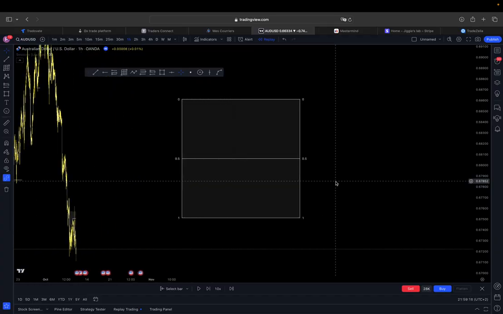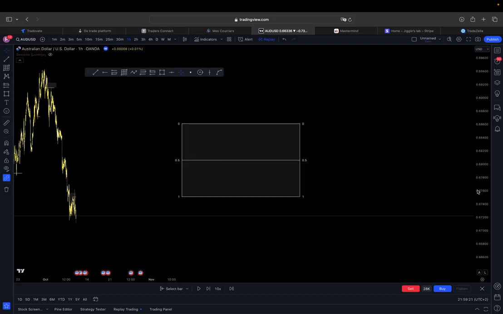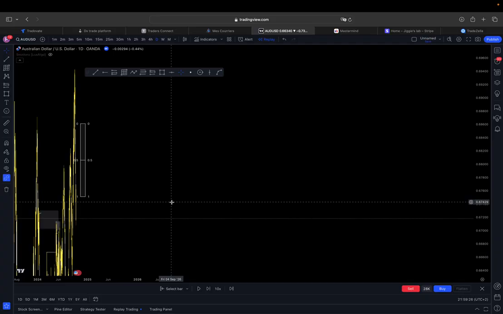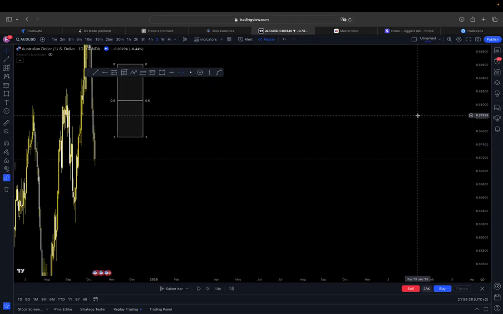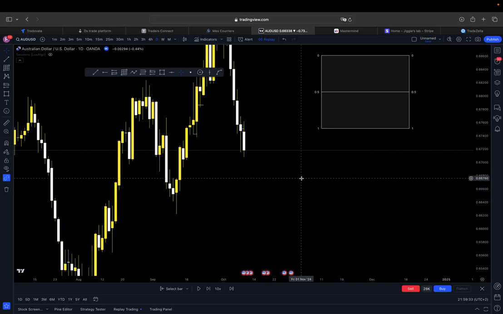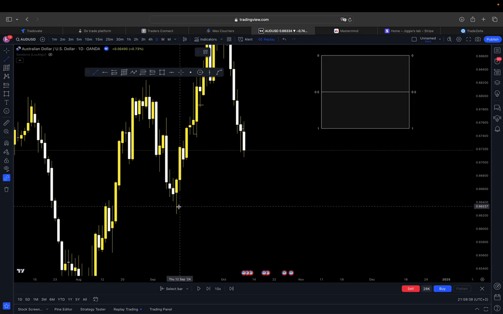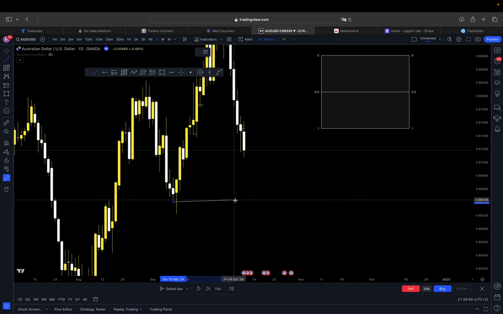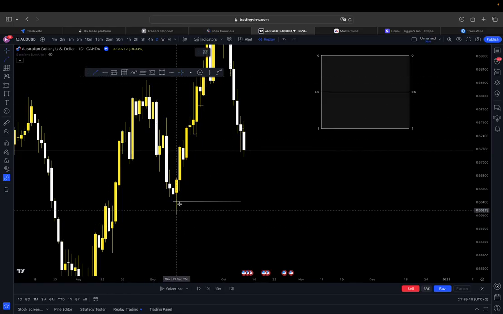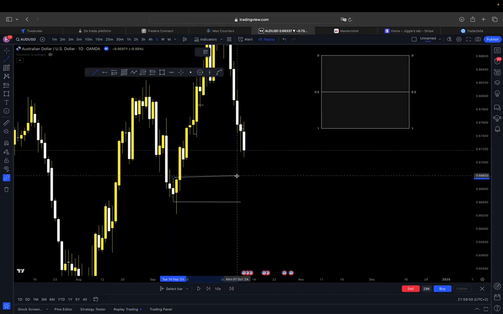But if you are curious, CRT is called candle range theory, and it is mostly used for taking profits. For example, here we go. This is a fake break of structure. This automatically becomes CRT. I'm not going to be going in depth into CRT because I'm not trying to give a lot of information at once.